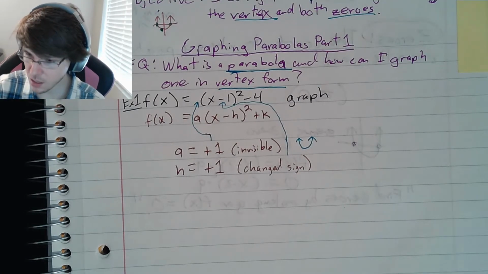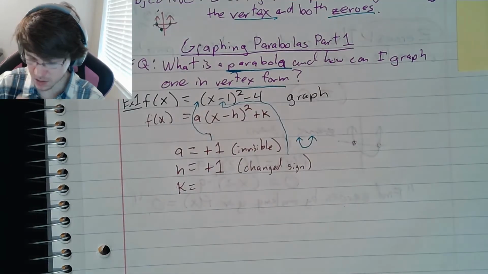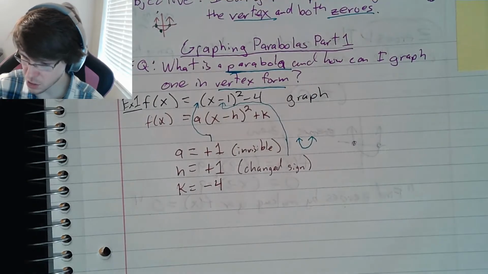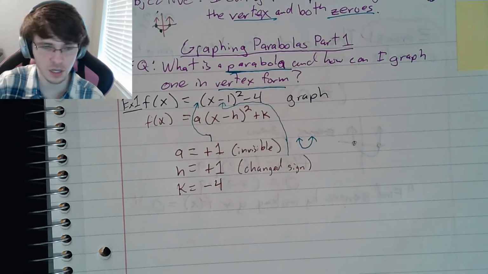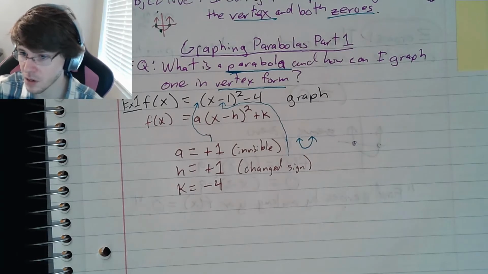And finally, the letter k is going to be simply negative 4. Not really much to it. It's the last one that's even there. You don't really need to draw an arrow to that one unless you really want to. So have that negative 4, and we are good to go.